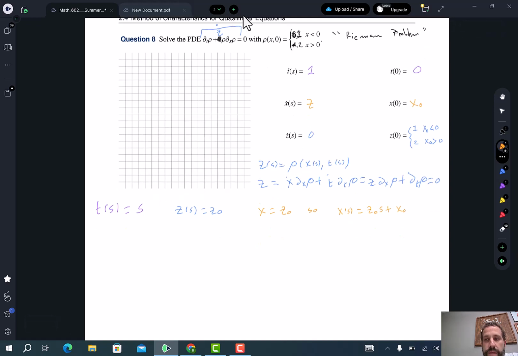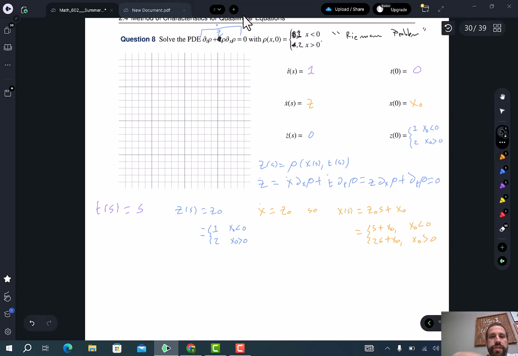Okay, so what does this mean? Well, remember, z naught is going to be equal to 1 if x naught is less than 0, and it's going to be 2 if x naught is greater than 0. Okay, and for my x equation over here, this will be z naught. I'll write this as a piecewise. It'll be s plus x naught if x naught is less than 0, and it will be 2s plus x naught if x naught is greater than 0.